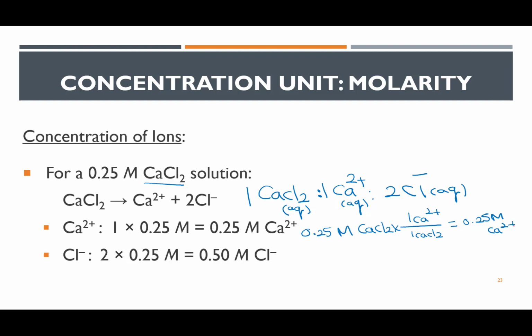Now, we're going to convert the molar concentration of calcium chloride to chloride ion. Based on this chemical formula, 2 moles of chloride ion is proportional to 1 mole of calcium chloride, which is twice as much. This is equal to 0.50 molar chloride ion. That's basically the same thing. We're going to use the chemical formula to convert the molar concentrations from one species to another.